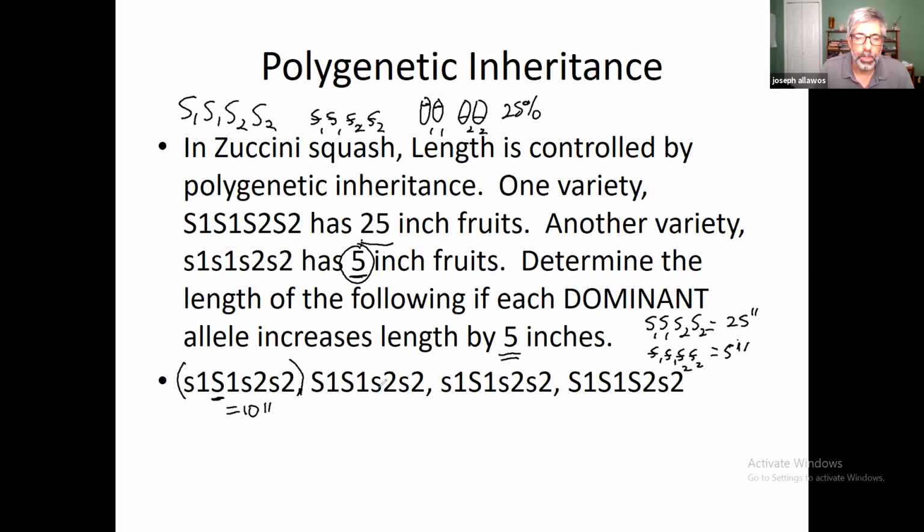What about this one? Well, same thing. If it was homozygous recessive, it would be 5. That's as short as it can be. Then we have to add 5 for each dominant allele. So is that a dominant allele? It is. So 10, 15, nothing there, nothing there. So this one's going to have 15-inch fruits. This one ends up being the same as the first one. What about this one? Start at 5, 10, 15, 20.